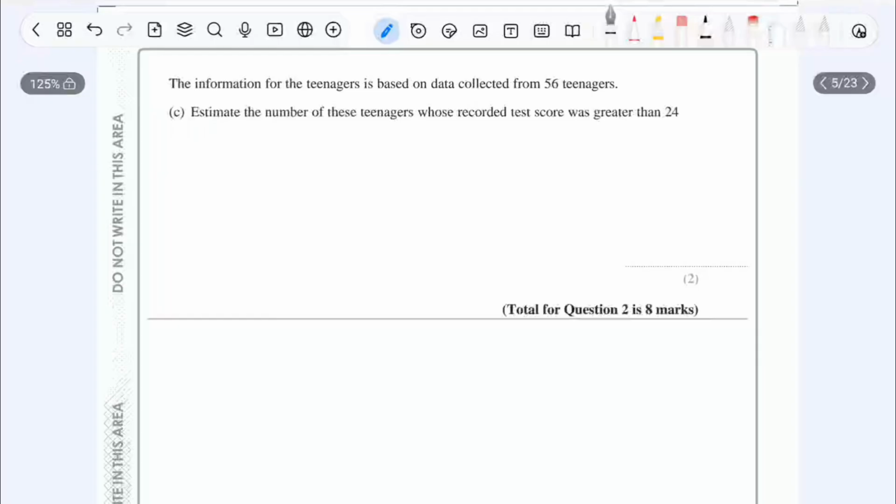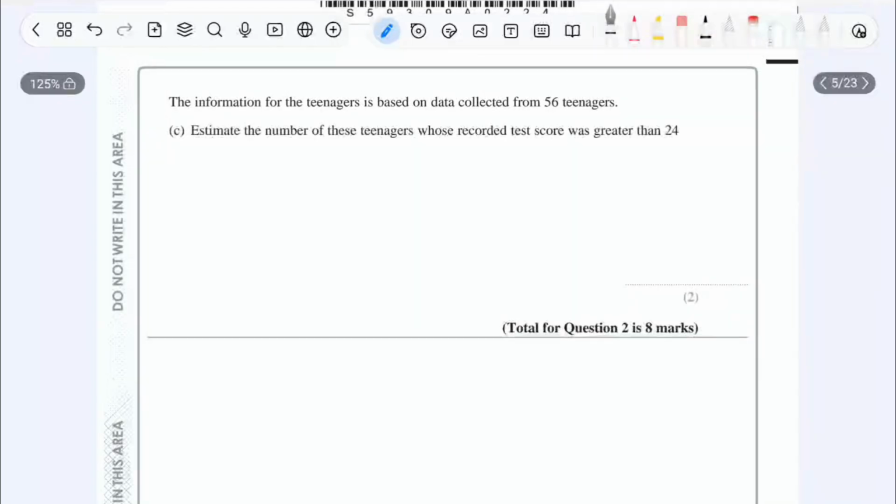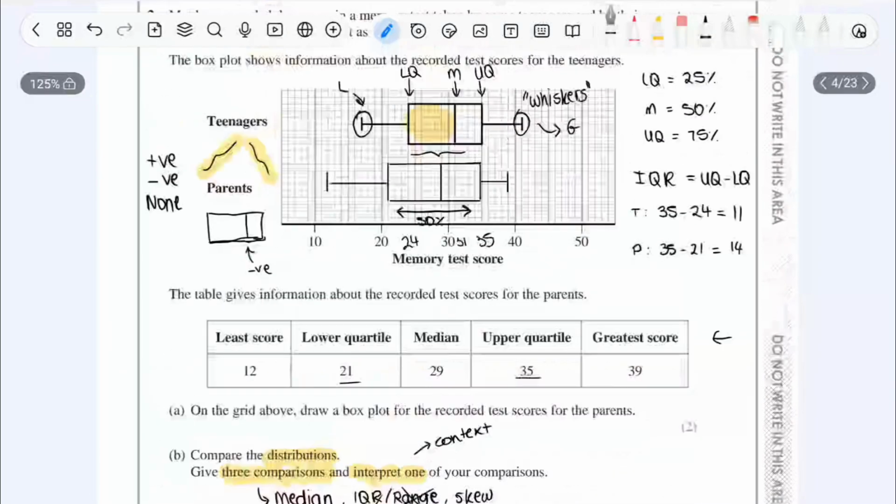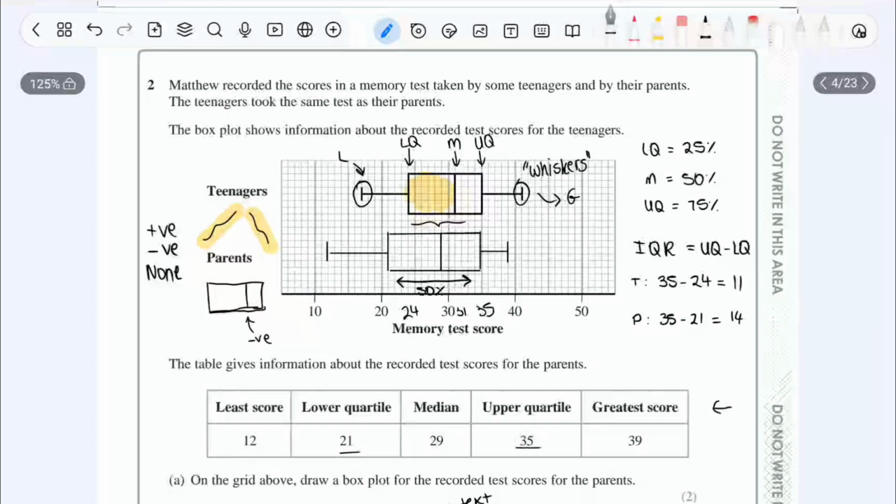Part C. The information for the teenagers is based on data collected from 56 teenagers. Estimate the number of these teenagers whose recorded test score was greater than 24. Okay, it wants to give us an estimate for the number which was greater than 24. So we're looking at the teenagers one here, the teenagers box plot.